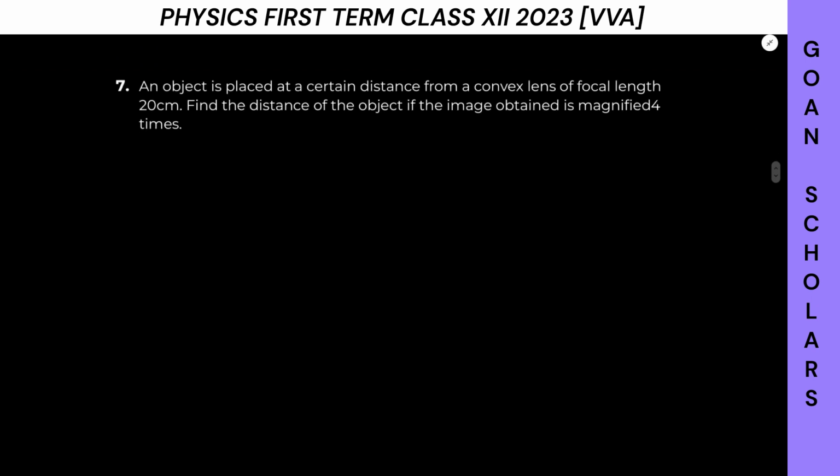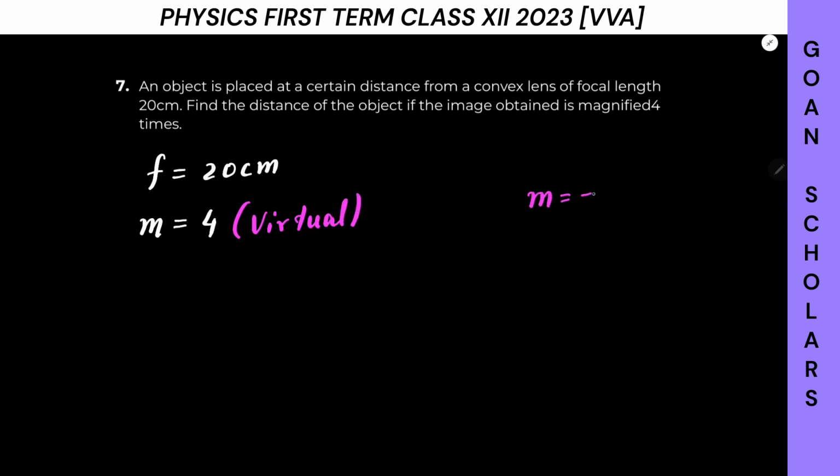An object is placed at a certain distance from a convex lens of focal length 20 centimeter. So convex lens means focal length will be positive. So f is 20 centimeter, right? Find the distance of the object if the image is magnified 4 times. So image is magnified 4 times, magnification is 4. Now they are not talking about real, virtual, or anything like that. So we will take two situations here. Magnification will be plus 4 if it is virtual. So let me write here in bracket virtual. We will solve it for virtual separately, and magnification will be minus 4 if it is real, right?